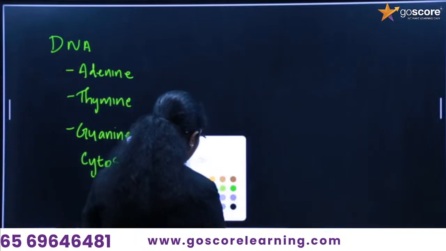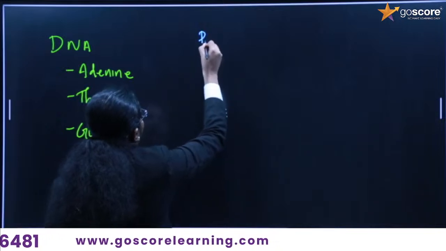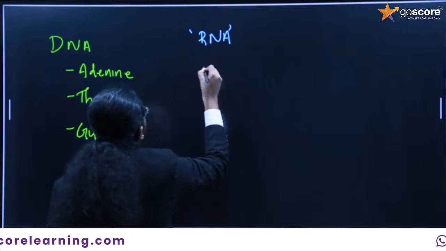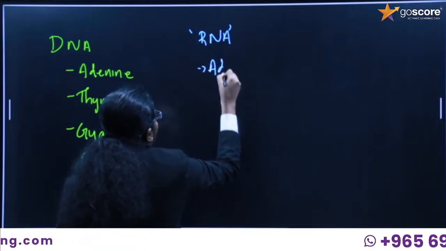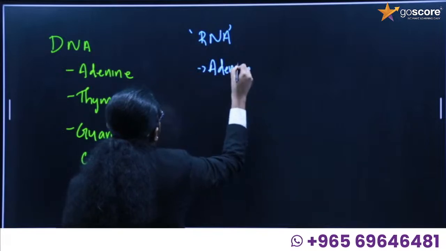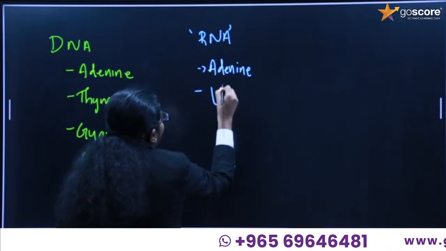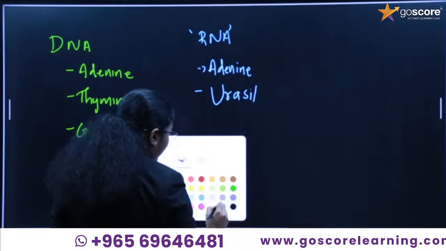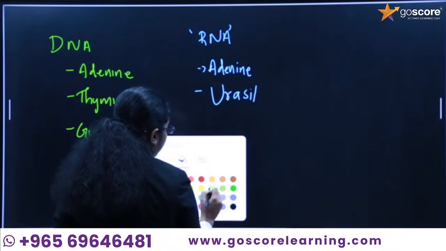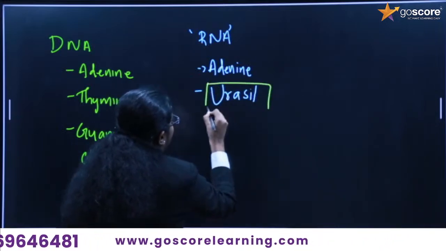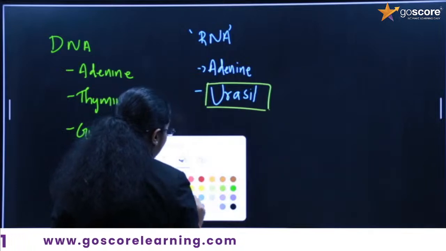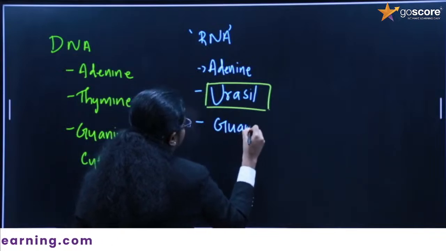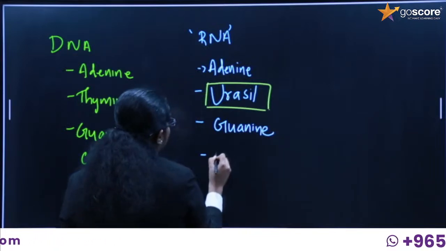But if you are considering RNA, after transcription we will get RNA. This RNA will contain adenine. Instead of thymine, uracil is present, and this is very important. You have to understand the difference between DNA and RNA. Uracil is present. Then guanine is there, then cytosine is there.